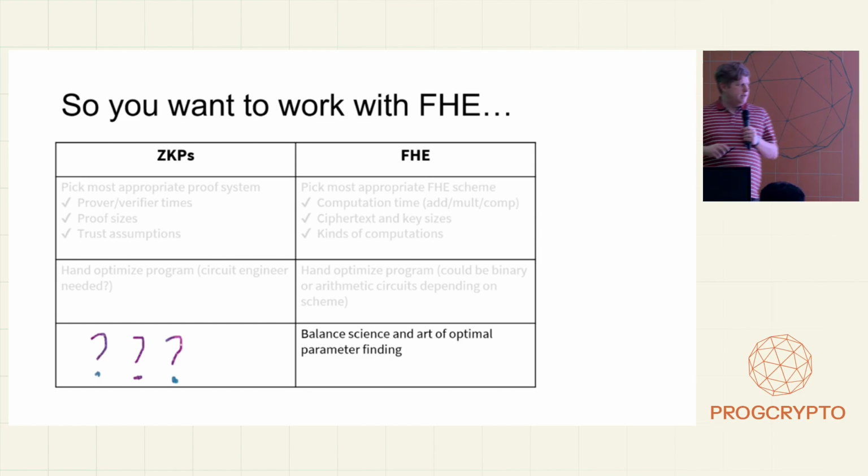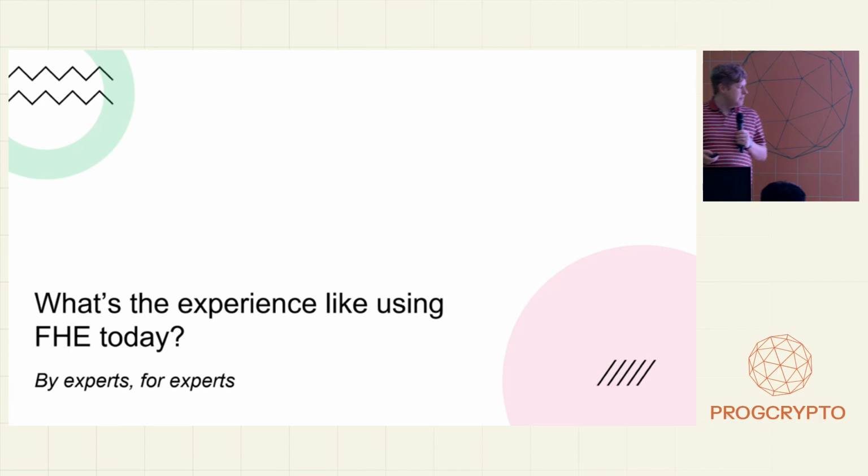But FHE has this other kind of concept that there's no real analogy for in zero-knowledge proofs, whereby you have to choose your parameters efficiently, so that your computation runs efficiently. If you choose parameters that are too small, then you will get the wrong answer when you run your computation, or you'll be insecure. And if you choose parameters that are too large, then you are going to spend a very long time computing your answer. So working with FHE today, you kind of have to be an expert in it to really use it efficiently.